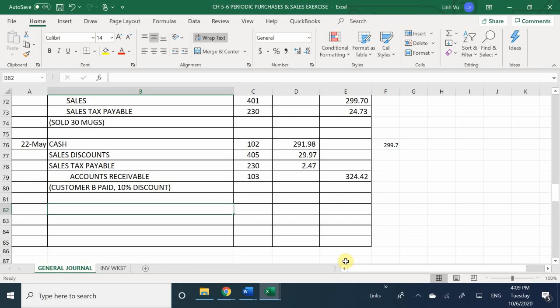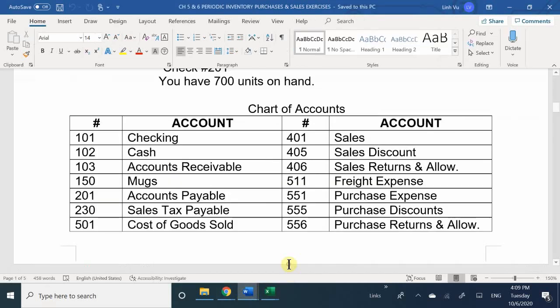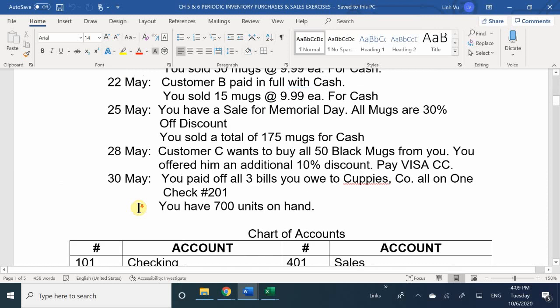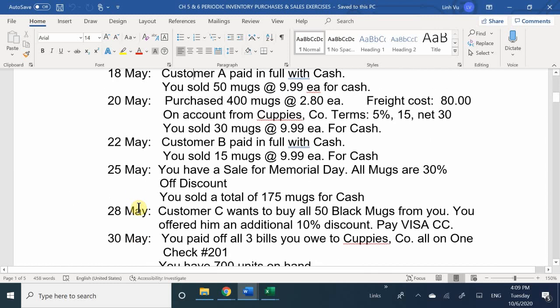Okay, so we're starting on the 25th. No, let me see, we're still on the, wait, no, we're done. I'm all over this calendar here. Actually, we're not done with the 22nd yet. We just finished customer B paying for the cash, but we have one more transaction for the 22nd. And we can continue the rest of the problem tomorrow.